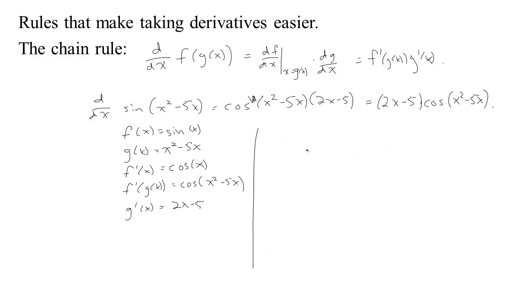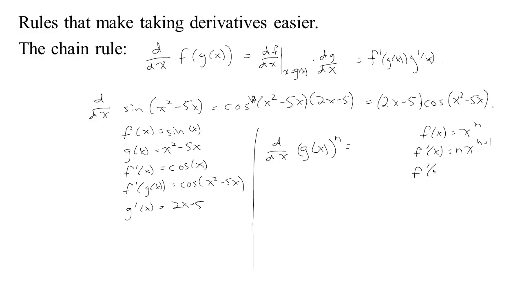Let's maybe do one more example. A special case is when you have some function raised to a power. So in our case, the outside function is a power function. We know the derivative of a power function. The power comes down and you get x to one power less.